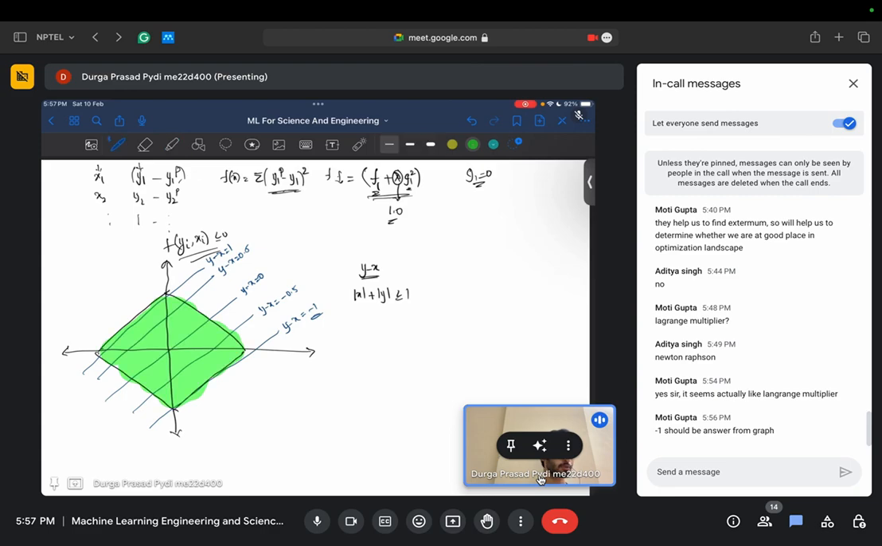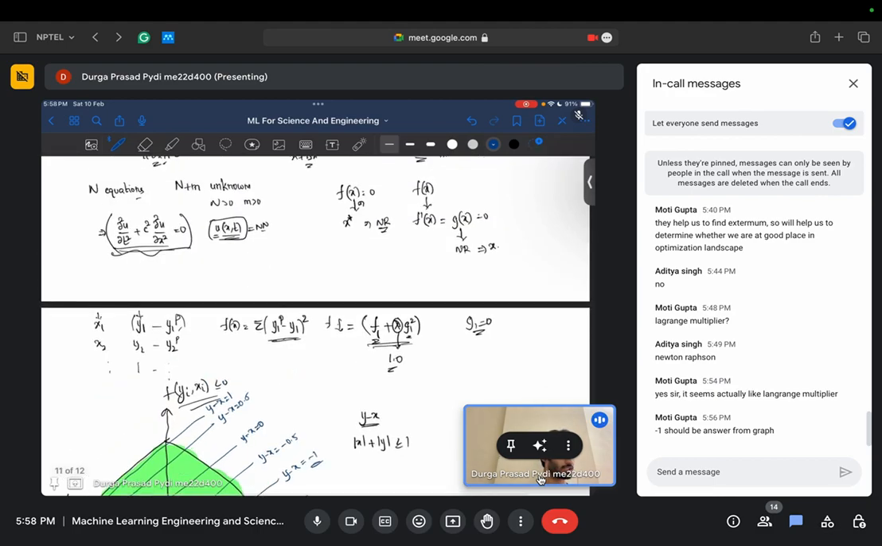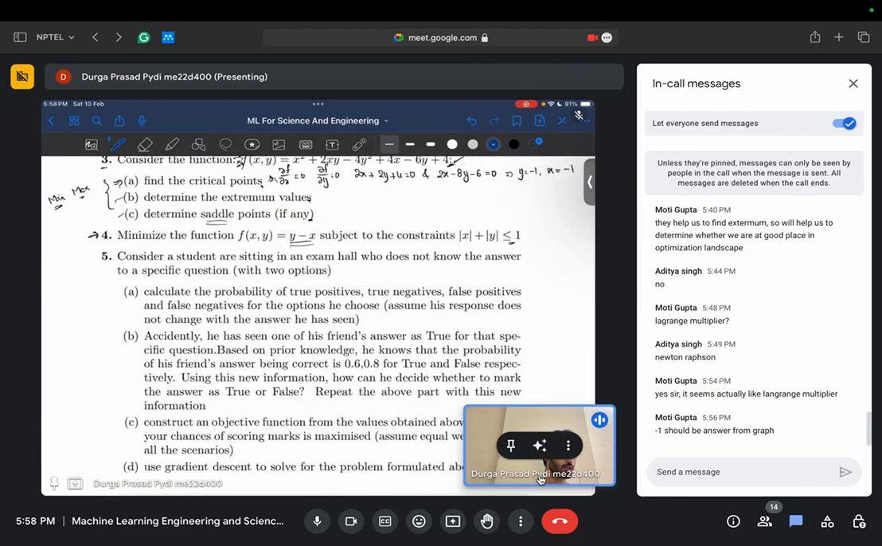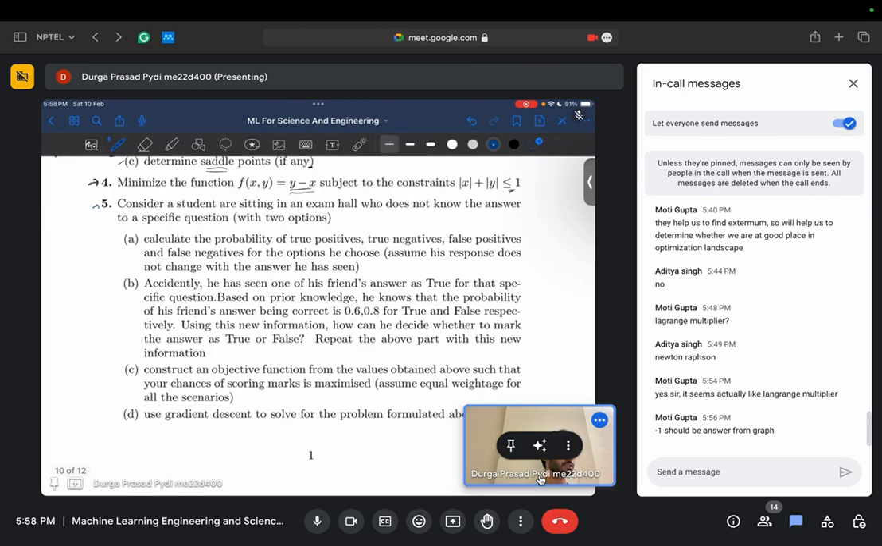It's a very simple problem, so I was able to draw this, but if you want to actually solve it, then it will take maybe another 20 minutes using Lagrange multipliers. So we'll not go into that. Coming to the last question, I thought we'd spend a little more time on it.